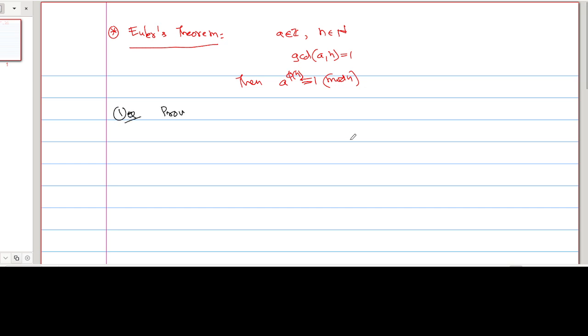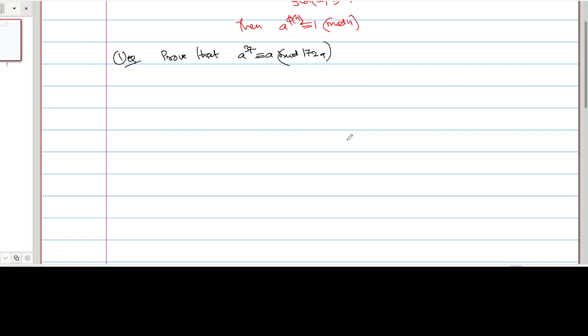So prove that a power 37 is congruent to a modulo 1729. Fix any integer a. The question is whether 1729 is a prime number or not. It can be expressed as 7 into 13 into 19, right? I'm going to solve this problem in two cases.